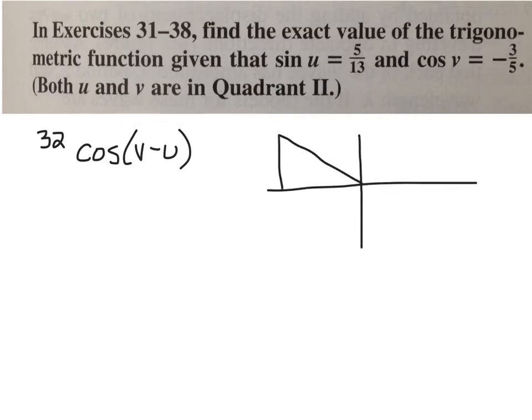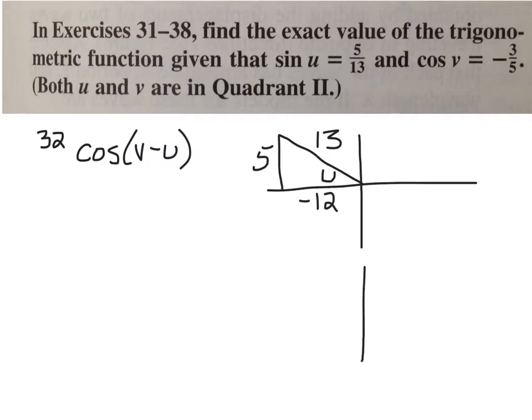So this one, we'll call this U. And sine, right, SOHCAHTOA, sine is opposite over hypotenuse, and so that's going to be a 5 and a 13. And then we're going to finish off this right triangle by using the Pythagorean theorem, and I'll save you the work on that. When you do that, you find that the other side is 12. And since we're in the second quadrant, that means our x value has to be negative, and so that's going to be negative 12 there.